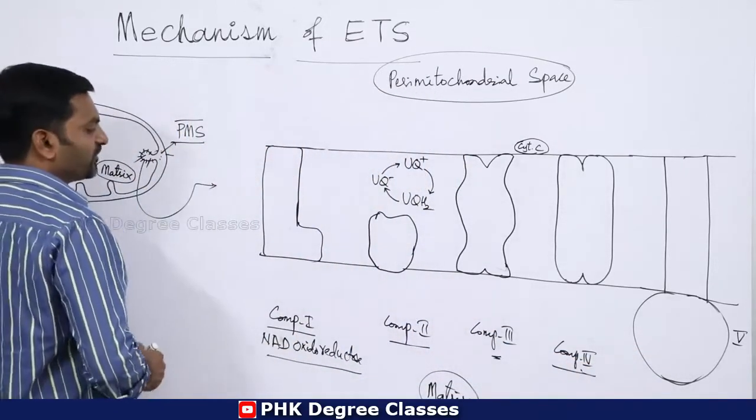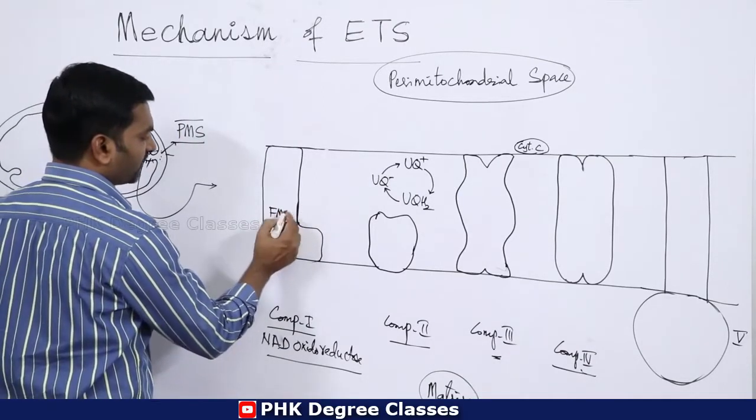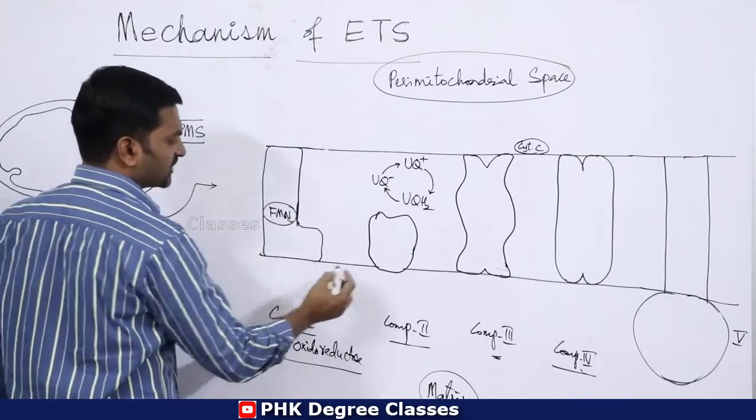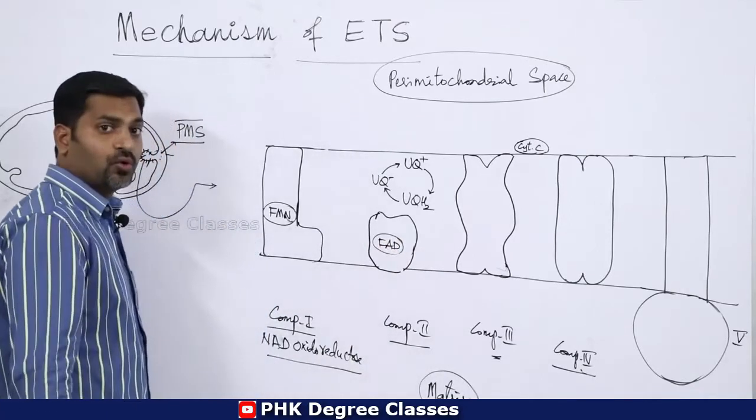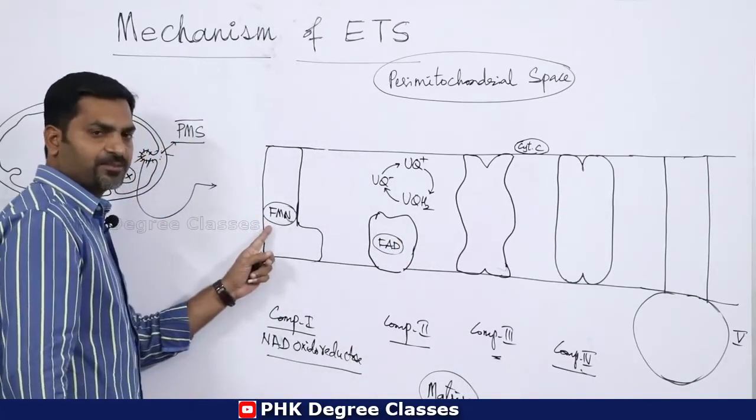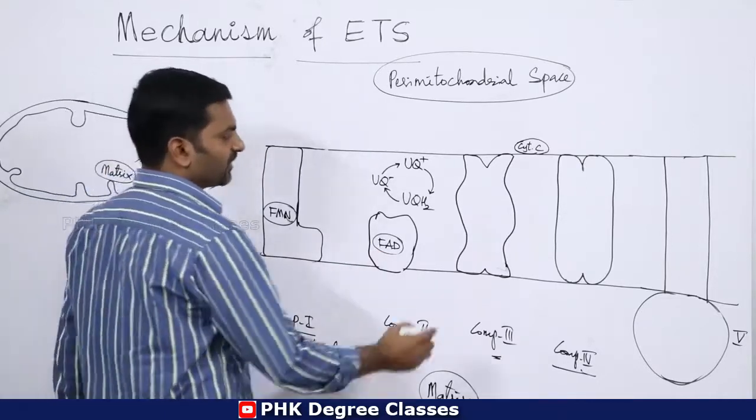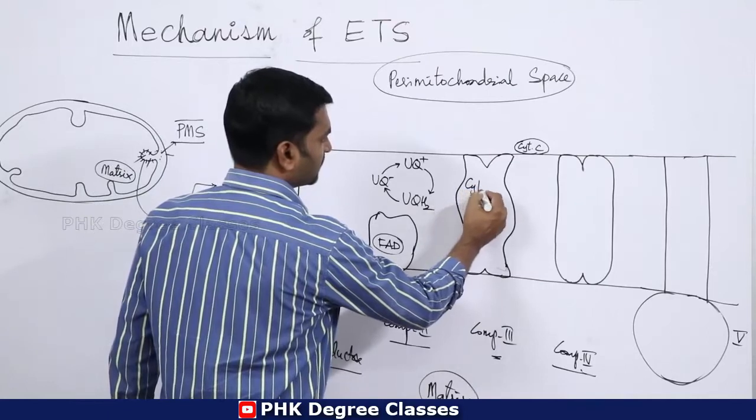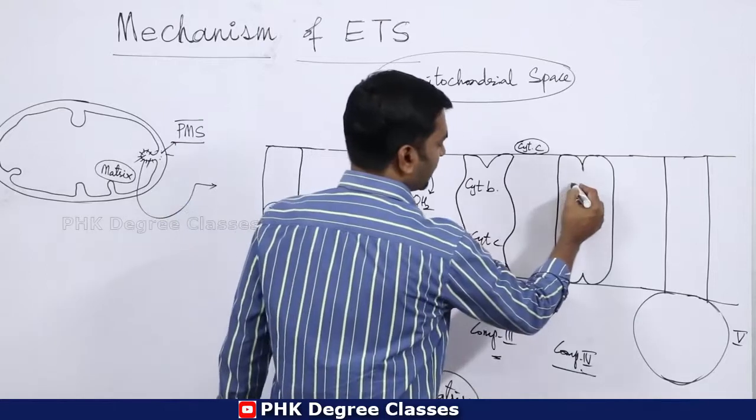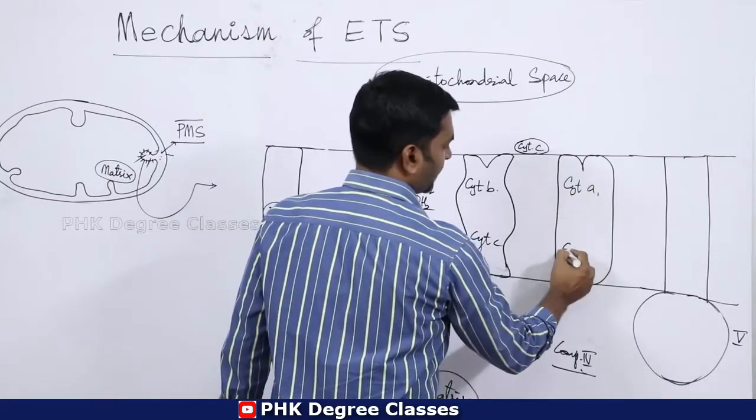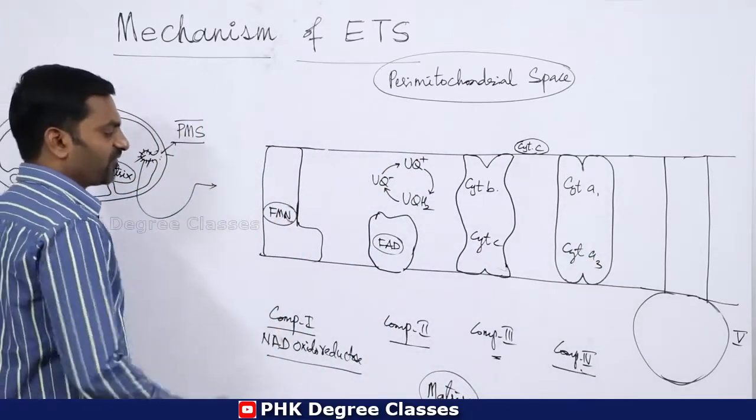Then come to number 1. This has FMN as a cofactor, flavin mononucleotide. FMN is the prosthetic group of complex 1. Here FAD, flavin adenine dinucleotide, is the prosthetic group of complex 2. Then this is site B and site C. This is site A1, then this is site A3. So this is about the different complexes.